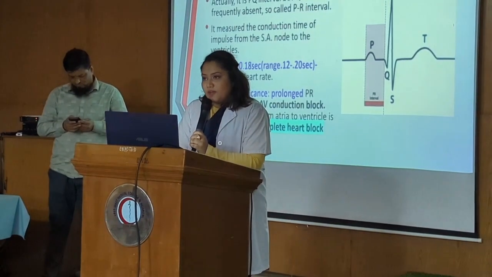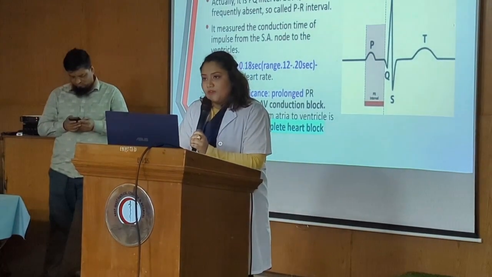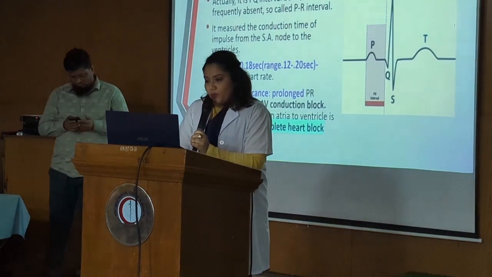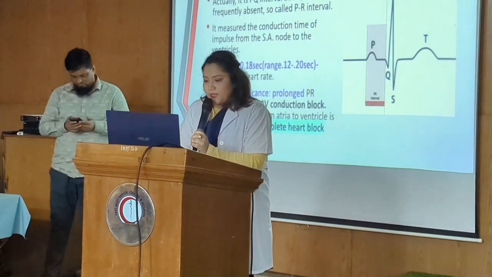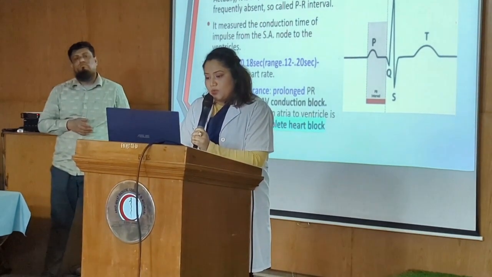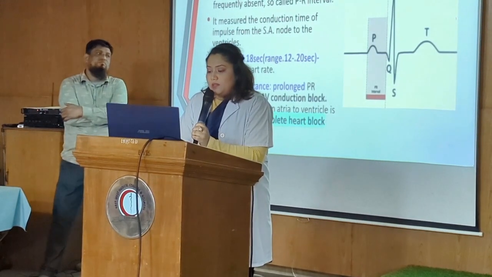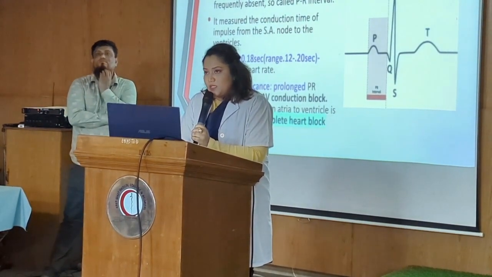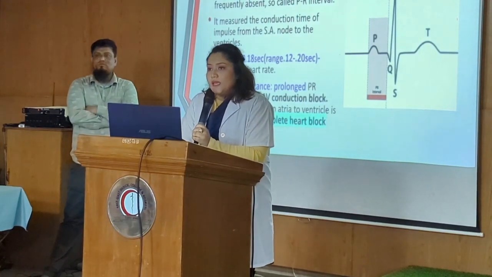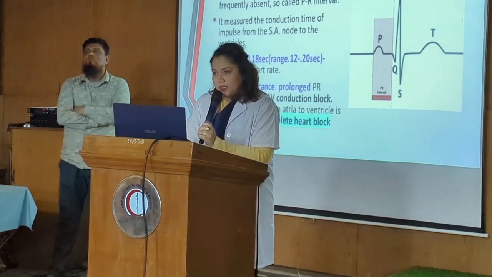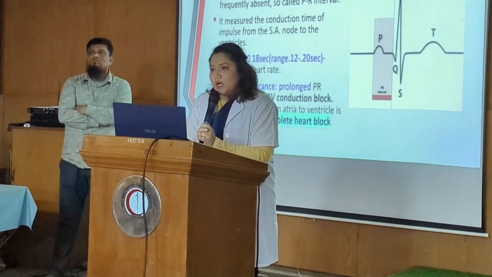Now comes the intervals of ECG. The most important interval is PR interval. It is the interval from the onset of P wave to the onset of QRS complex. It measures the conduction time of impulse from the SA node to the ventricles. The PR interval will be prolonged in case of atrioventricular conduction block. If the conduction time from atria to ventricle is more than 0.4 seconds, then it is considered to be complete heart block.